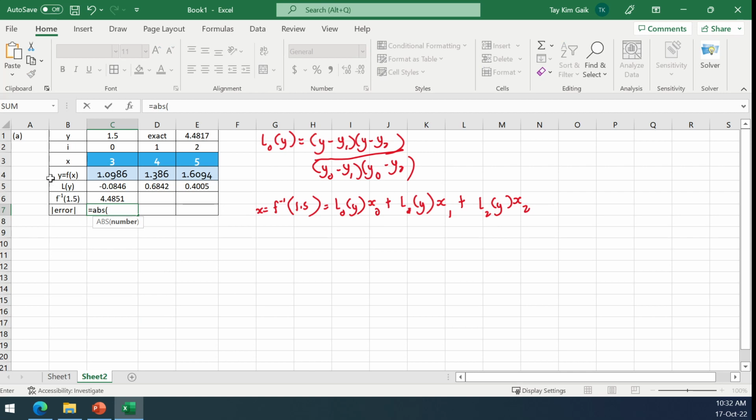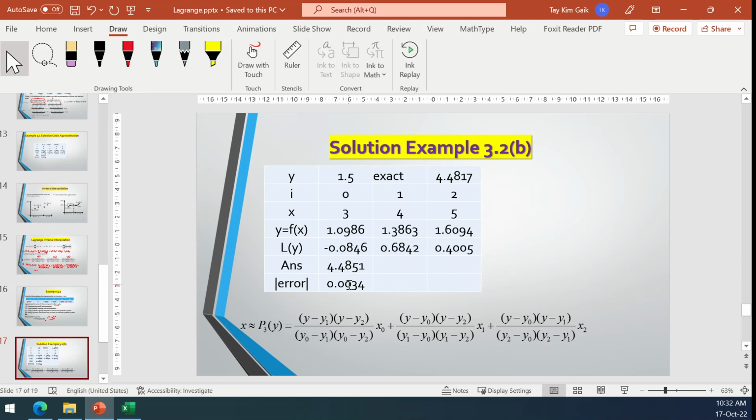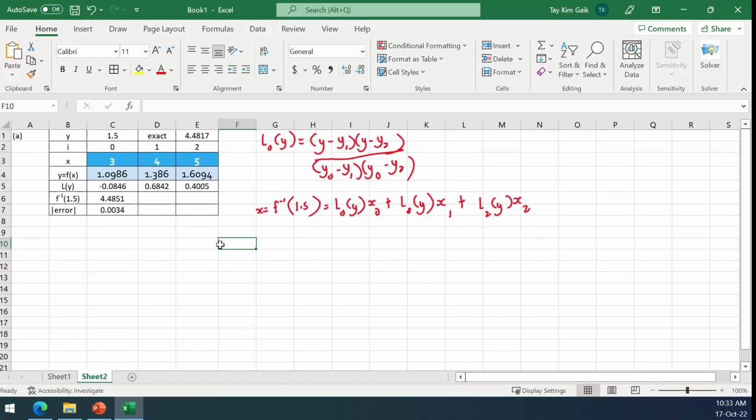ABS. You can subtract approximate from exact, or exact from approximate, the other way, it doesn't matter because we take the absolute value. Let's see, 0.0034. The answer 4.4851, correct. So this is using the inverse interpolation.